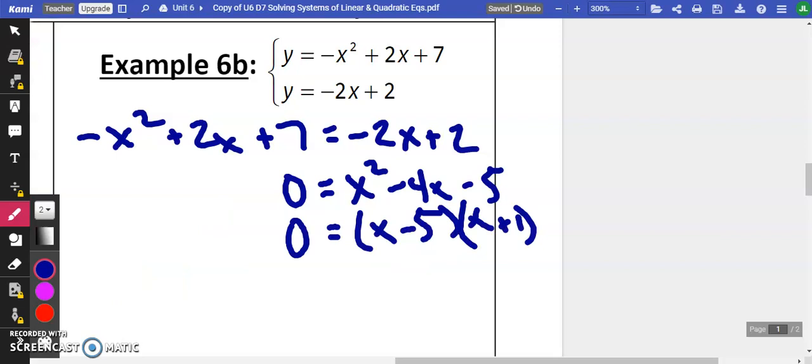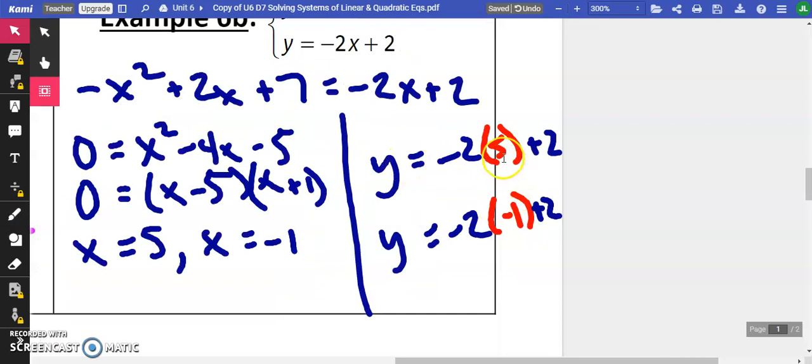So once we have our factors, we know that the solutions are the x values that make each factor equal to 0. So if I see an x minus 5, then I need a positive 5 to make that factor 0. And then if I see an x plus 1, I need a negative 1 for x to make that 0. And so once I have my values of x, I'll just plug in to get my values of y.